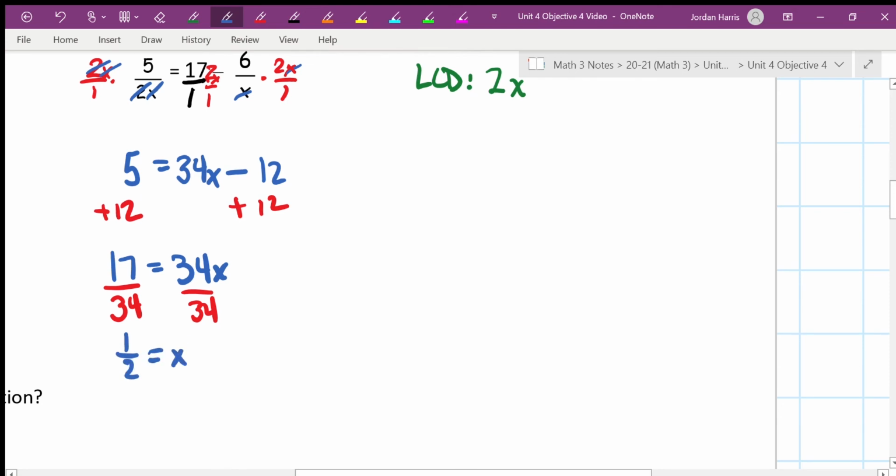And then don't forget, we have to check our excluded values. So we look at our denominators. Well, 2x and x are the ones that matter. The 1 will never equal 0. So 2x cannot equal 0, so x cannot equal 0, which we will get the same result from the other one. And notice 1/2 is not 0, so we're good.